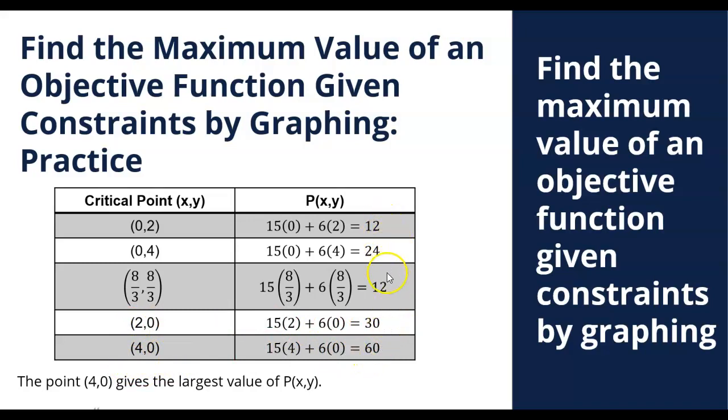You compare then the values. The one that has the highest value, which is this point here, (4, 0), gives us the largest value for your P(x,y). So that means that the maximum value for your objective function is equal to 60.